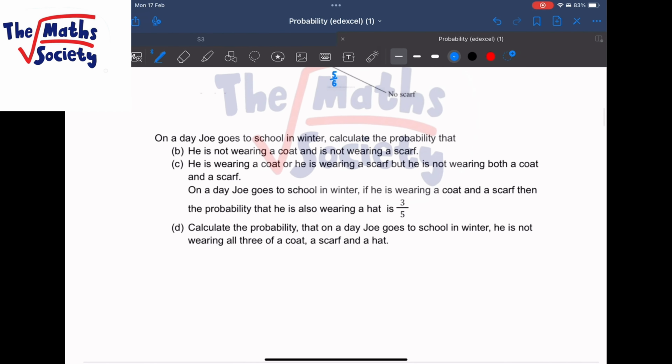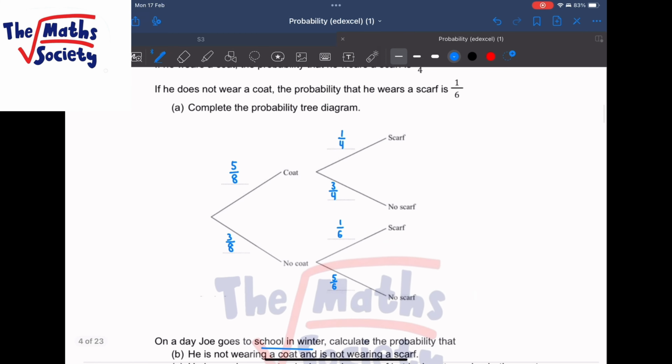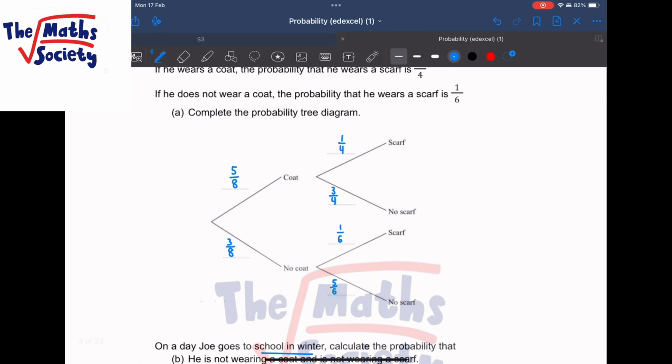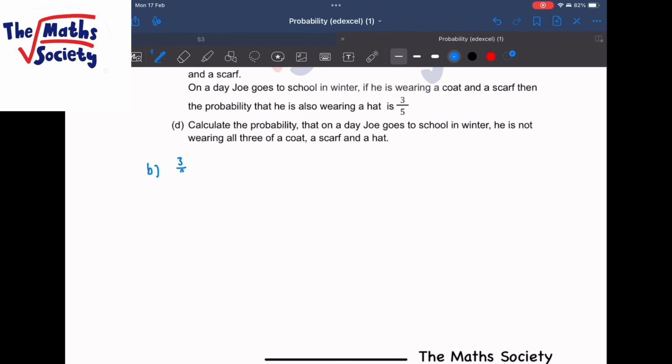And B, it says on a day Joe goes to school in winter, calculate the probability that he is not wearing a coat and not wearing a scarf. Not wearing a coat, 3 by 8. Not wearing a scarf, 5 by 6. So that's 3 by 8 multiply 5 by 6, which is equal to 5 by 16.